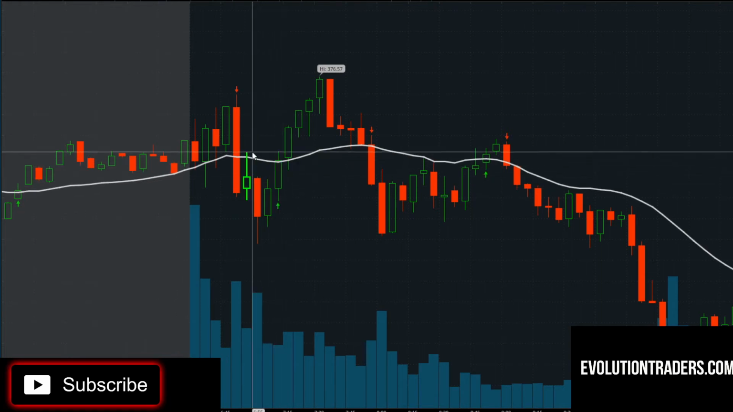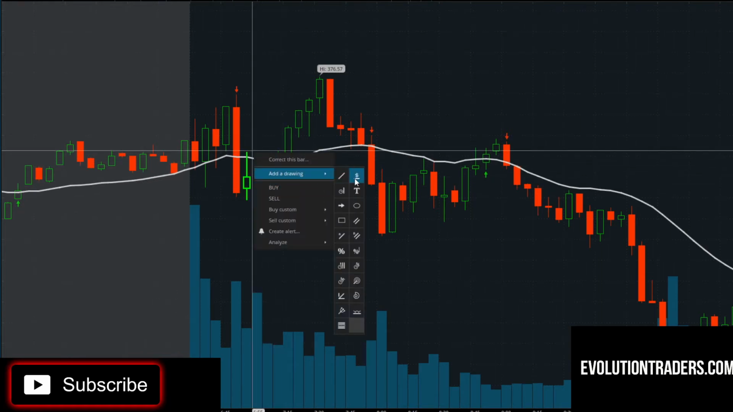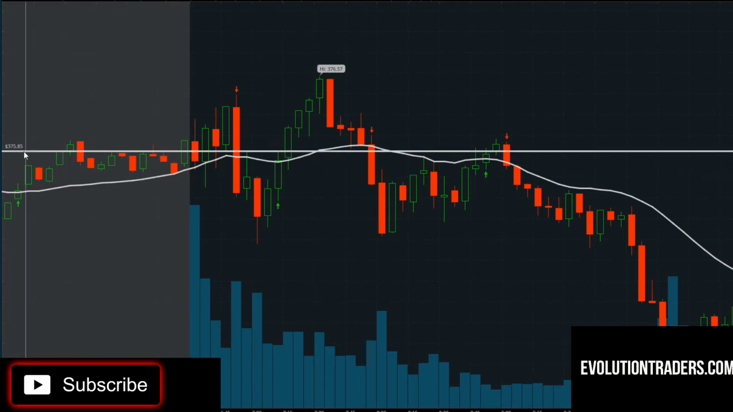Then you get this first close over. So you're going to put a trend line here. That price is 375.85. Next candle at 7:15 confirms that price. You're going to get into this candle. This candle confirmed this top price, first close over the 20.